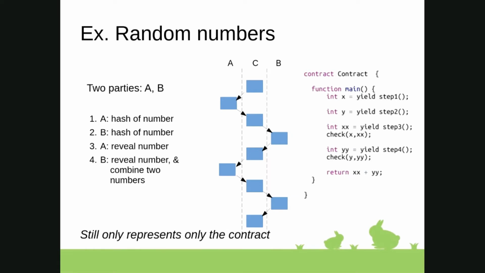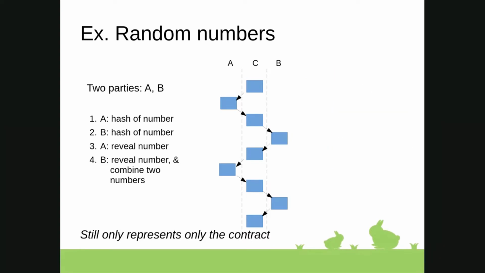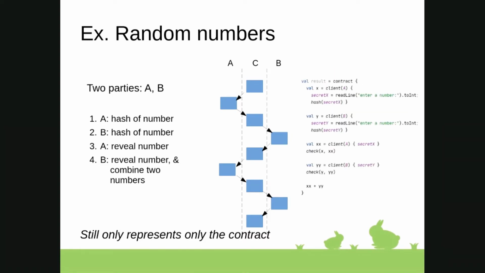There's an additional question. Our program still only represents the contract. But if we look at the whole protocol of our smart contract, there are also the steps that the parties A and B want to execute. Can we go 1 step further and write 1 program that encapsulates the whole protocol? And yes, we can also try to do that. And that's what I'm trying to do.